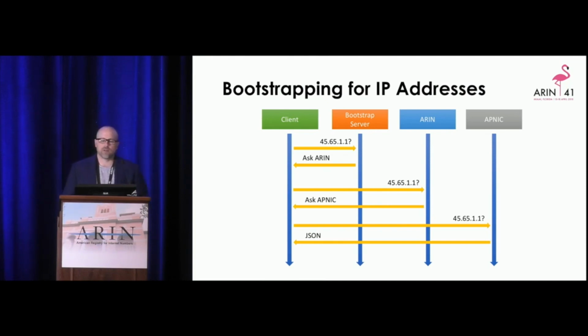So in the IP addressing model, the way this works for bootstrapping is not exactly the same as it is for domain names, because we have ERX and we have transfer resources between regions. So the way it would work really is a client would query an authoritative server. In this case, we have the client querying for 45.65.1.1. And they would ask ARIN, since IANA points to ARIN saying that space resides with ARIN. However, it's been transferred to APNIC. So the ARIN servers would then return an HTTP redirect telling the client to go talk to APNIC.